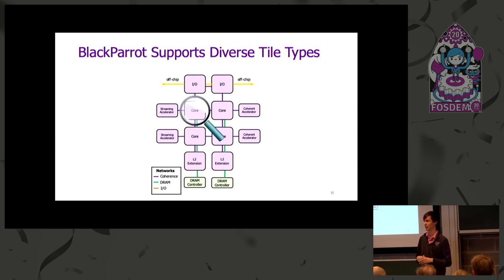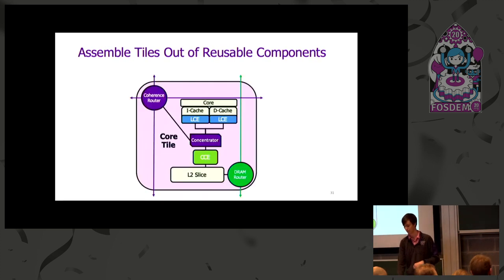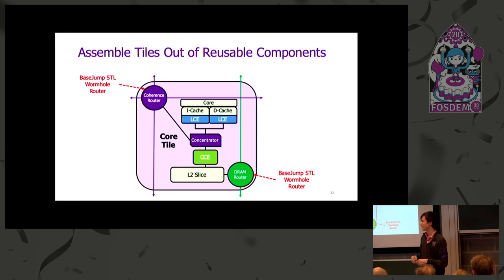Now we'll zoom into a BlackParrot core tile and look at the uncore components that make it really easy to use. Core tiles have everything that you need, and you'll see a lot of these components repeated in all the other tile types. These tiles connect with Basejump STL wormhole routers. This is leveraging an open source library. We don't maintain the code for these routers, so we're able to keep our code base lean and narrow. There are also wormhole concentrators, which allow all the components to talk through one router.